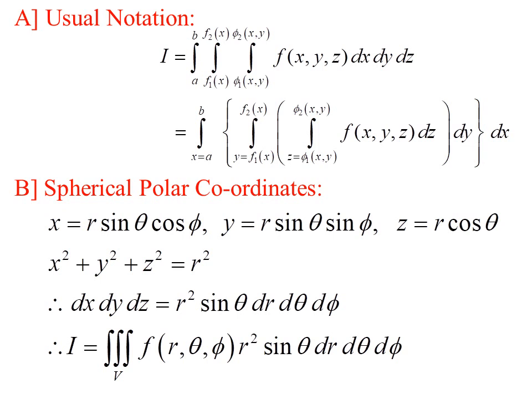So with the help of this transformation, our integration, which is initially noted in terms of Cartesian form, now can be written as triple integration over the volume f of r comma theta comma phi into r square sine theta into dr d theta d phi. So this is spherical polar coordinates, and hence the conversion in terms of triple integration. So we will move further.